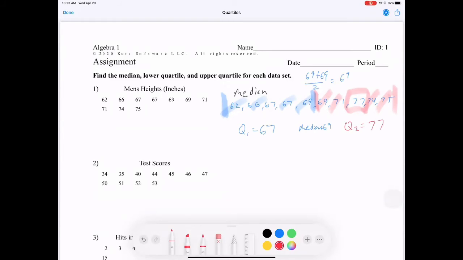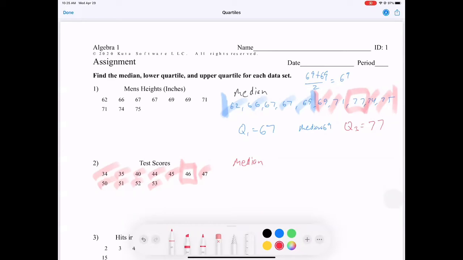Okay, let's look at our next problem. Same idea. I'm not going to have to rewrite it this time. We'll just start canceling out. So let's first find the median, the middle value. Since these are already in order, the middle value is 46. Once we found the median, we do not use the median to count our lower half and upper half to find the quartile. We do not use it.